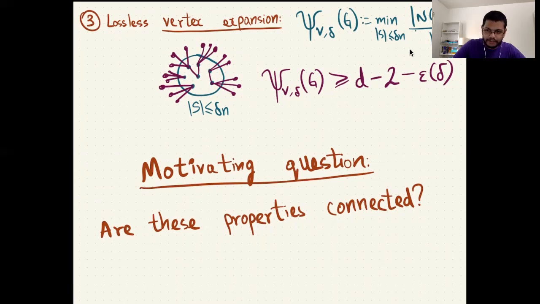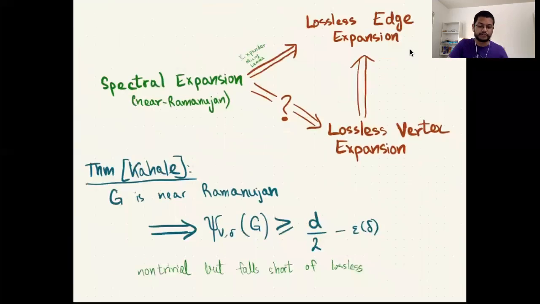Now here I've told you 3 really good properties of random graphs. And the motivating question for us is whether all 3 of these properties are connected. In the classic spectral graph theory literature, it's very well understood that if your graph is a good spectral expander, then via a simple application of the expander mixing lemma, we know that the graph is also a lossless edge expander. That is, it has near perfect edge expansion.